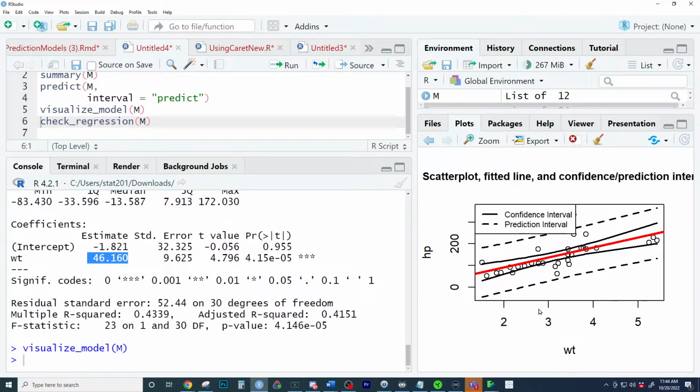The weight right here is going to be, for each additional 1 unit increase in weight, which I think is in tons. For each additional 1 unit increase in weight, we expect a car's horsepower to increase by 46.16. Might not be tons. The PLP 50. Nice. It's coming to haunt us.